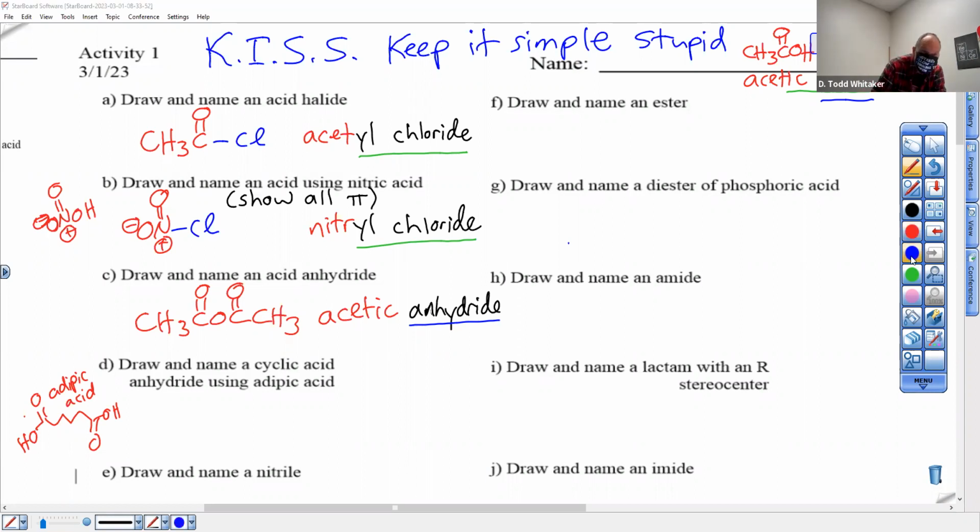I think it's 7. O ends up in the ring, ends up connected to the other carbonyl. 2, 3, 4, 5, 6, 7. So we're drawing a ring size 7 with an O in a corner. And it's got carbonyls on each side. That's what makes it an anhydride. And that's 3, 4, 5, 6, 7.